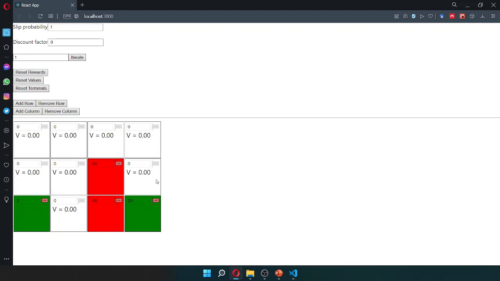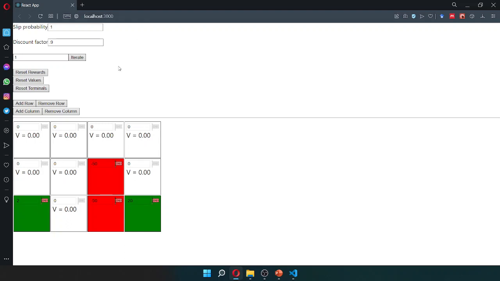It's a bit confusing, so I'm just going to repeat one last time. There is a 0.9 probability, basically 1 minus 0.1, that the agent will go down if you desire it to go down, and then there is a 0.1 probability that it will either go to the left, up, or the same state.